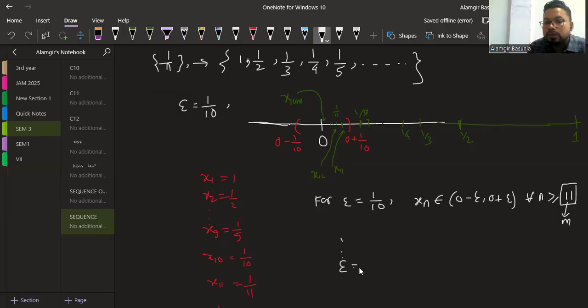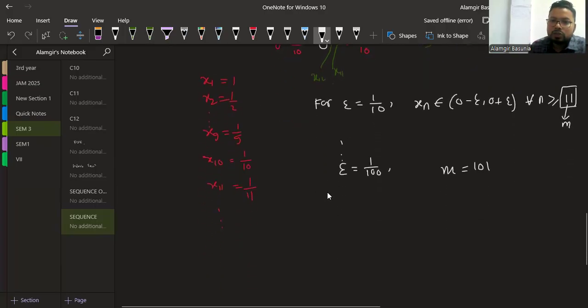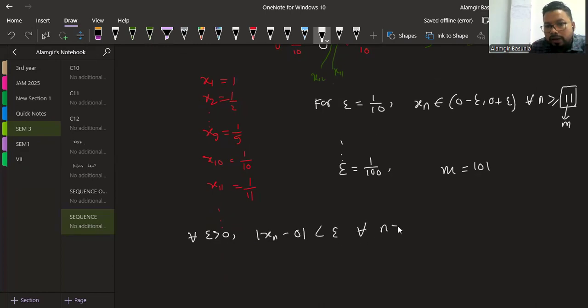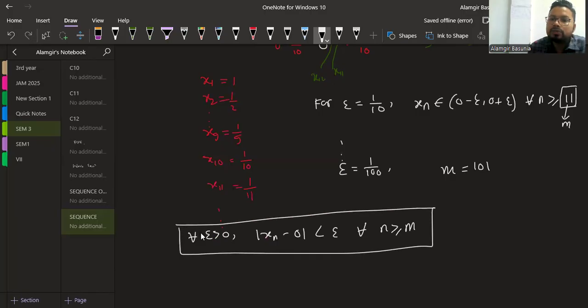Whatever the value of epsilon, suppose you give me 1 by 100, then definitely our m will be 101. So we can say that for all epsilon greater than 0, mod of xn minus 0 is less than epsilon for all n greater than or equal to m. That means whatever epsilon you give me, I can give you a natural number m. So this holds every time, and this basically satisfies the definition of convergence.